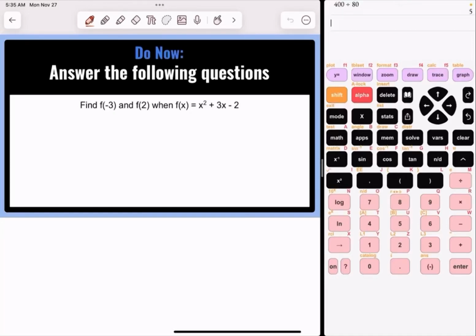Before we get into what is slope and how to find it, let's first do this do now. Find f of negative 3 and f of 2 when f of x equals x squared plus 3x minus 2.